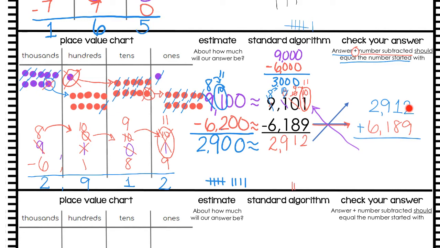Let's add together. 2 plus 9, 9, 10, 11. Then we have 8. I'm starting with the biggest number and adding my tens place. 8, 9, 10. I have a 0, and we're regrouping into our hundreds place. Then we have 9, 10, 11. Then I start with my biggest number, 6, 7, 8, 9. It is the number that we started with in our problem, so our answer is correct.